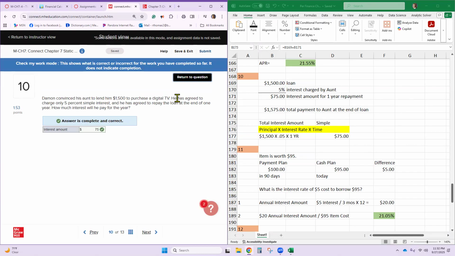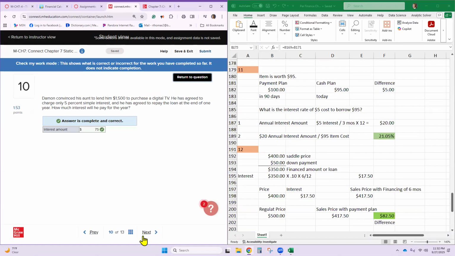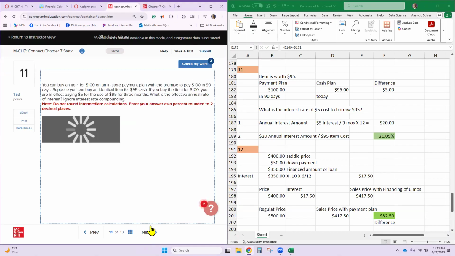This should say she has agreed to charge only 5% interest, and he has agreed. So this needs to be "she." You need to let them know because it's not right. Okay, let's go to number 11.